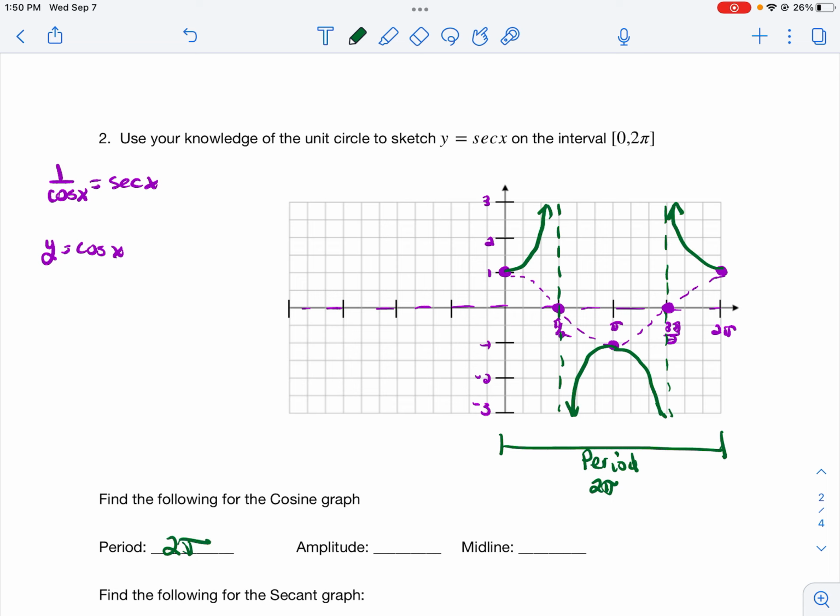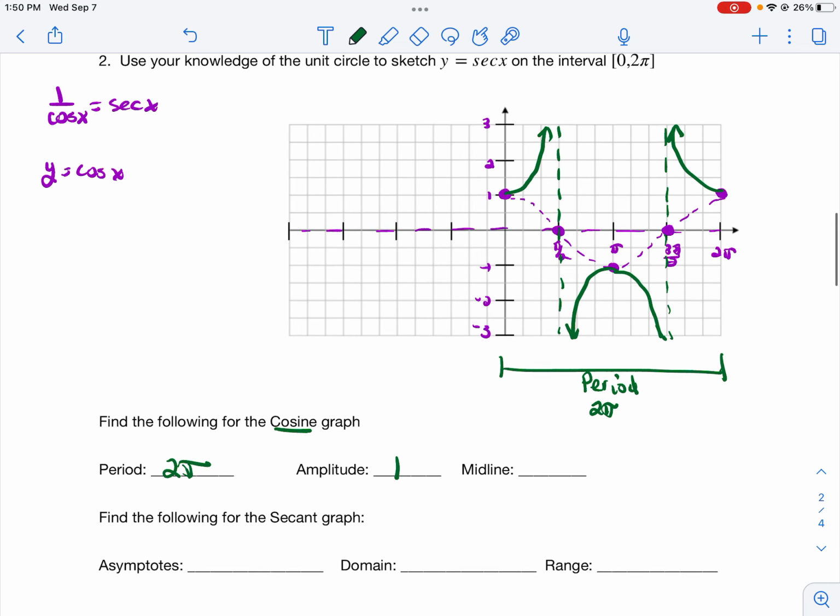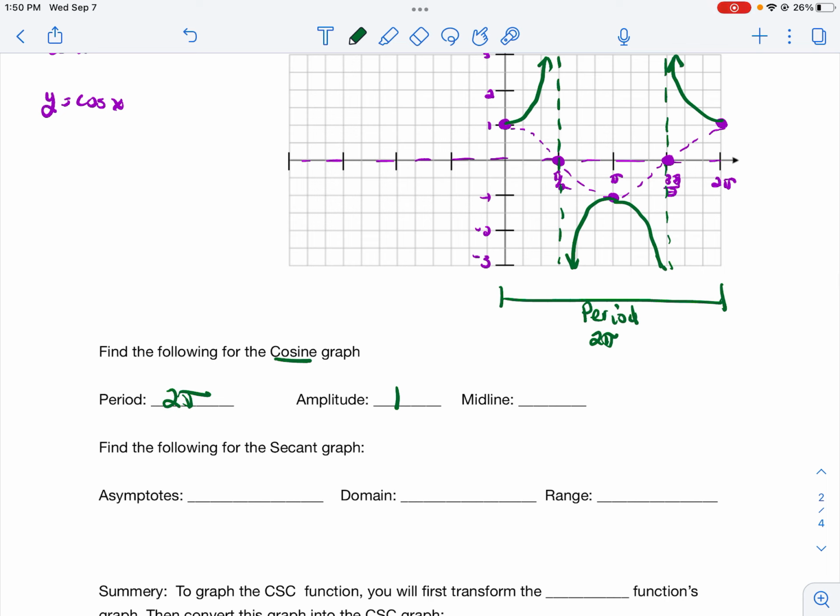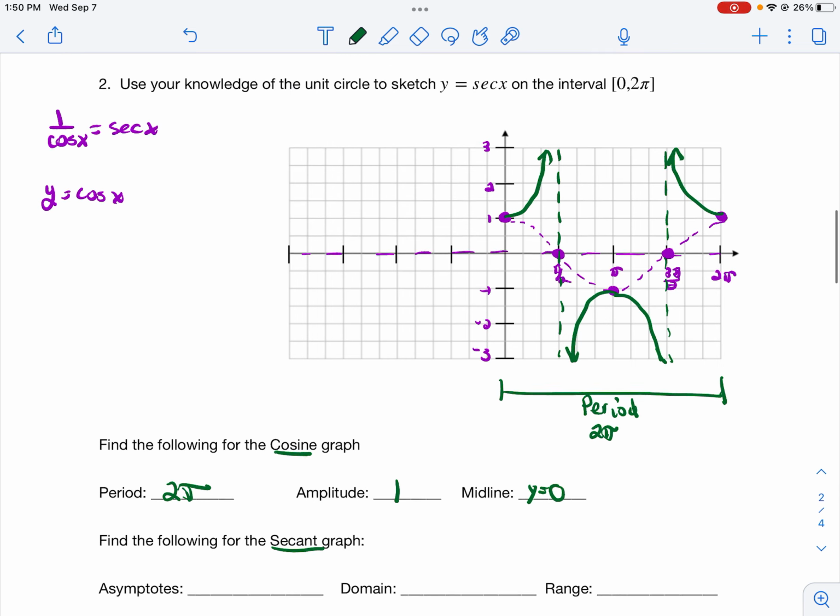And just like with cosecant, our cosine graph has an amplitude of 1, but our secant graph has no amplitude. And we have a midline of y equals 0, but for our secant graph, there is no midline. Again, I'll put it in quotations so that you'll identify those for your sine graph or cosine graph to help you sketch it. So now I have to figure out my equation of my asymptote.